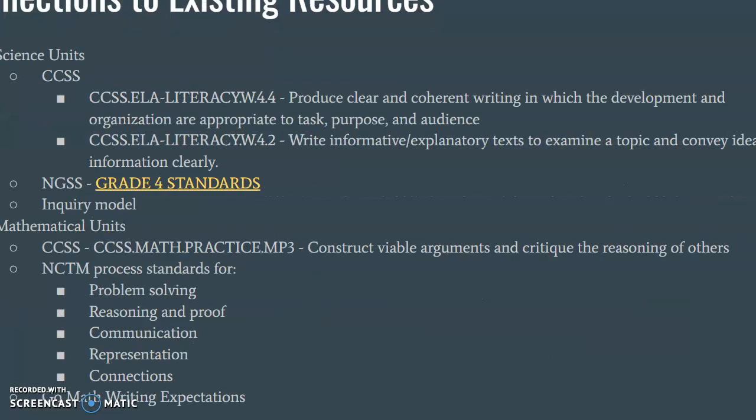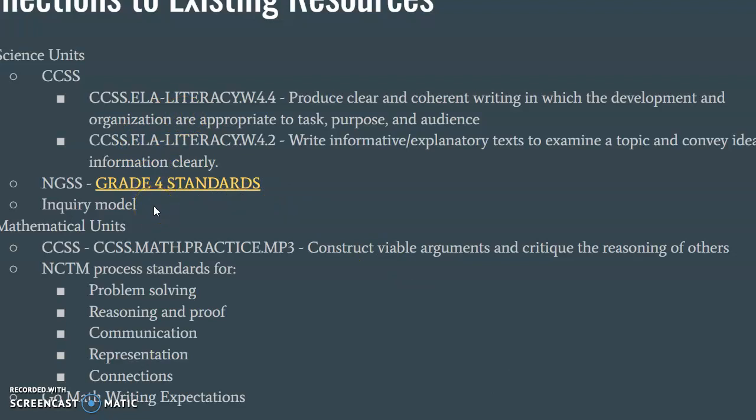Within the science and math content areas, the Common Core makes clear connections within science writing to produce clear, coherent writing that's developed and organized, that has a task, a purpose, and an audience, which is what we talked about earlier with that research. And writing informative and explanatory texts to examine topics and convey ideas. Here I have a link to the NGSS standards, which relate everything back to the Common Core.